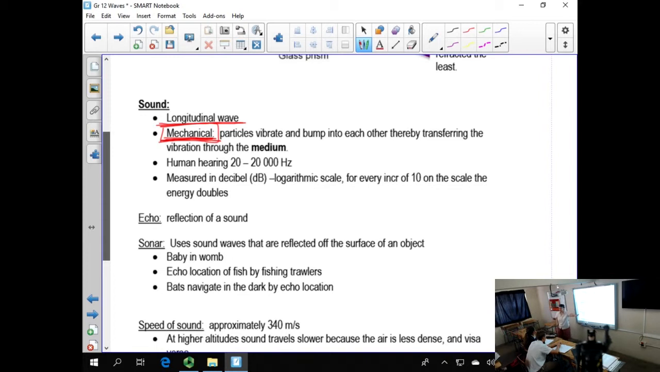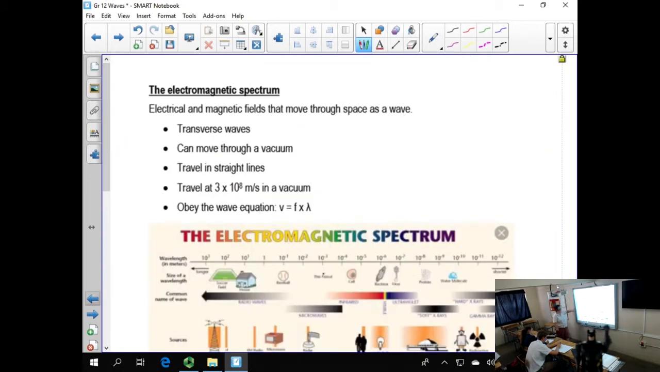The other ones that we've done are electromagnetic. They can travel through space. The properties of electromagnetic waves over here, transverse waves, can move through a vacuum in comparison to mechanical waves that cannot. What is the example of the mechanical wave? Sound. Okay.